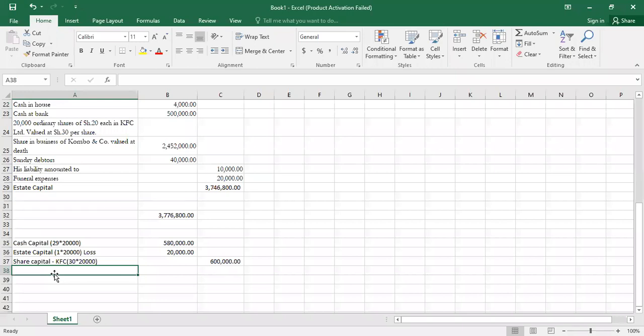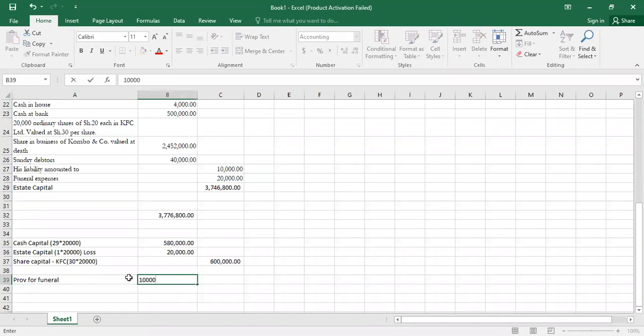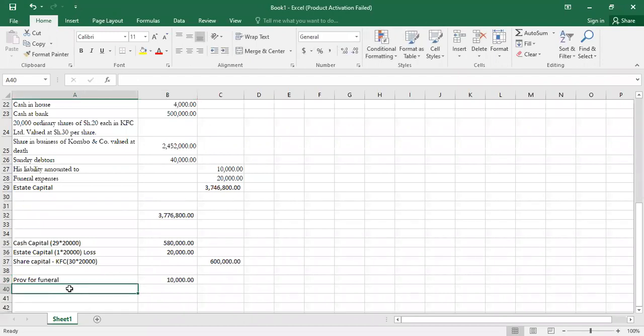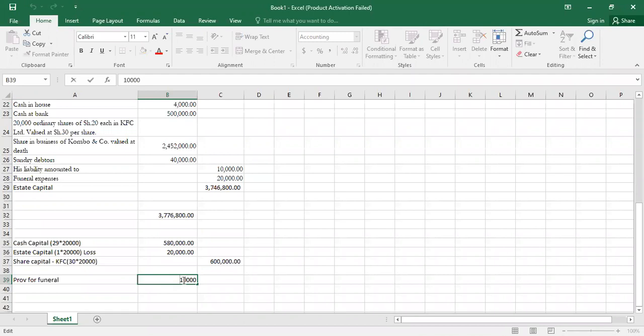Guys, I'm waiting. What do we do to provisions? No, these are liabilities accounts. So we are going to debit the provision. So provisions for funeral. And what's the amount? 10,000. They are 10,000. 10,000 or 20,000. They are 20,000.